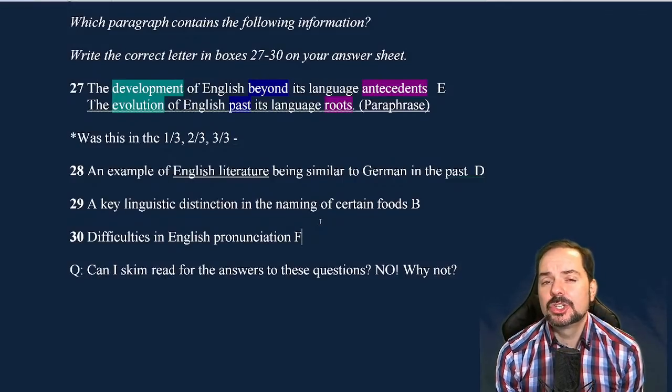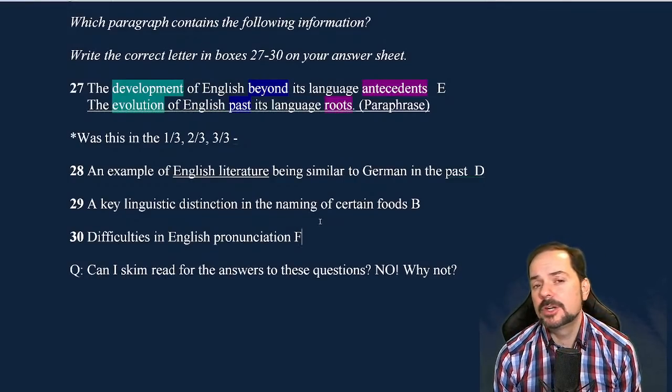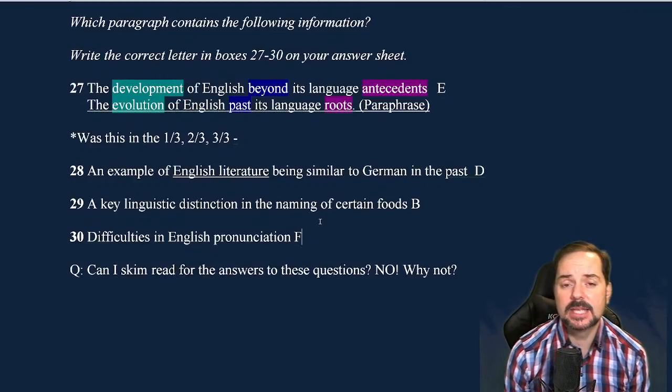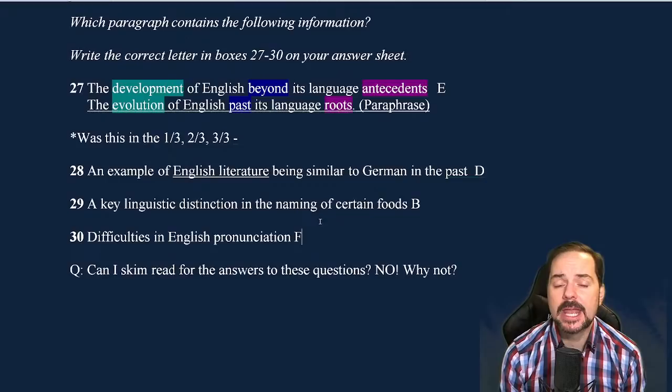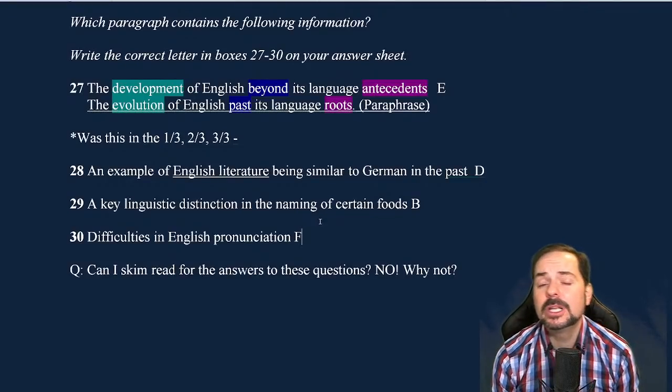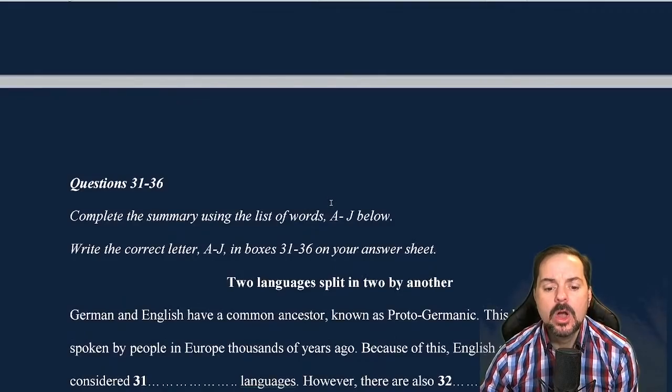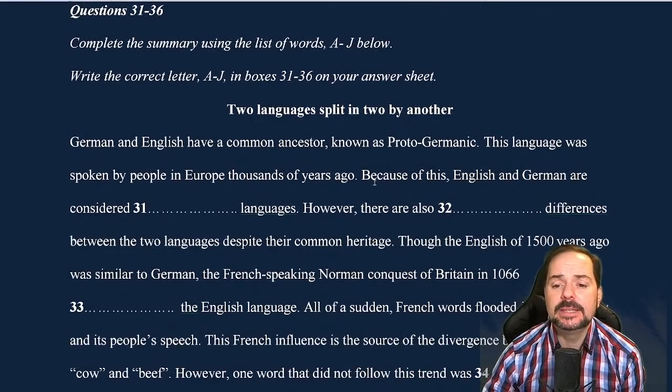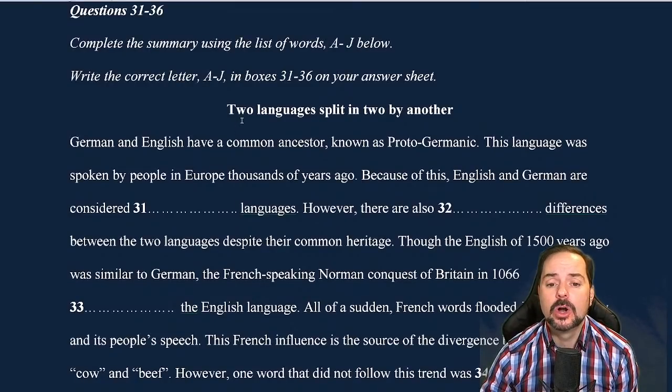Reading the passage should take you about 10 to 12 minutes. You should understand about 70 to 80%, and then answering each question on average should only take you about 30 to 40 seconds maximum. Okay, let's complete this paragraph here. Here we go. So two languages split in two by another.